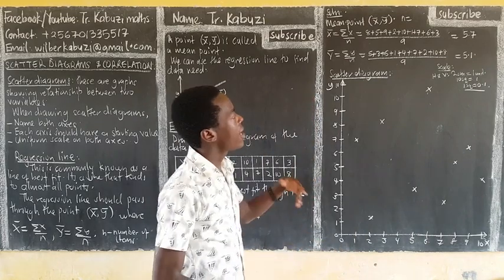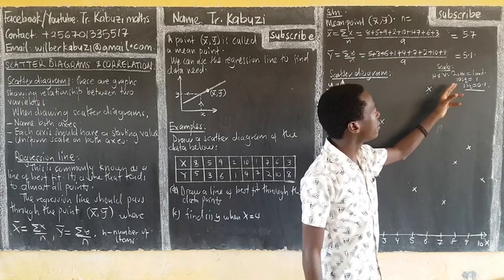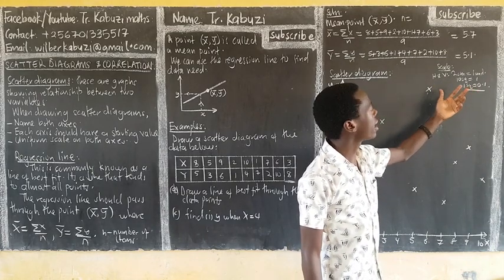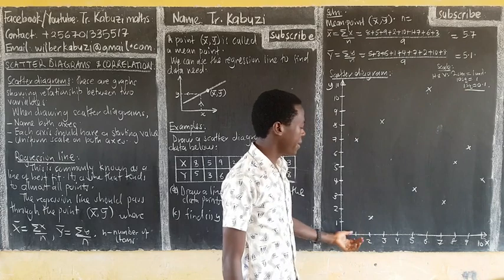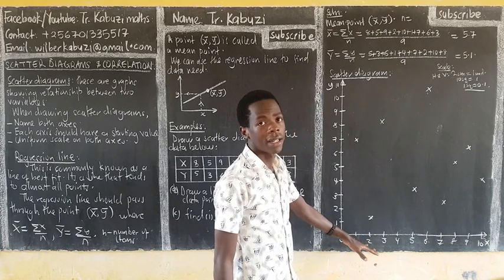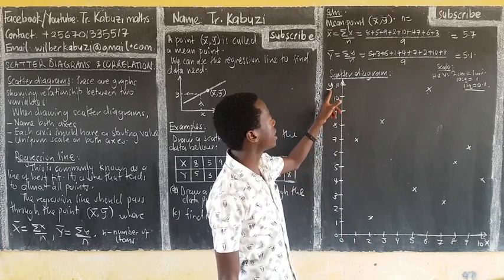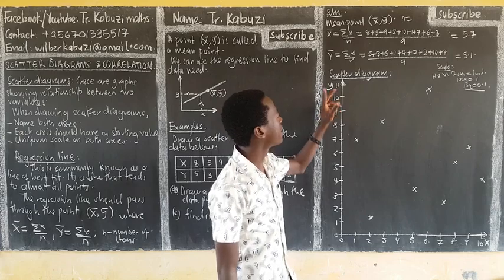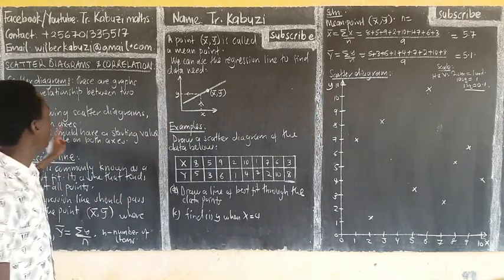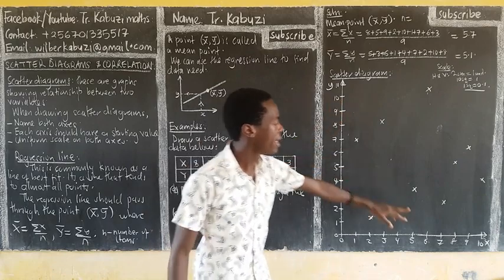Now the scale here, I used the same scale on both, because I'm using 2 centimeters on both the vertical and also the horizontal. You see, I named my axes. We say you should name both axes. So this is my y, this is my x.